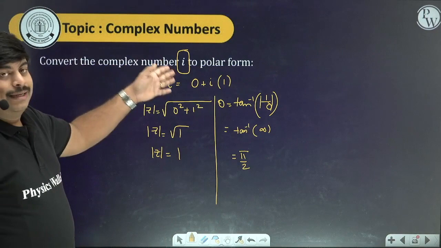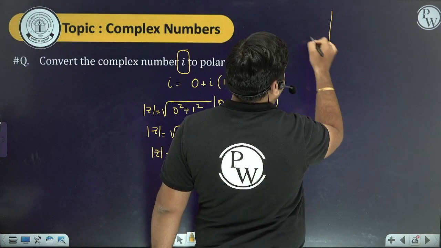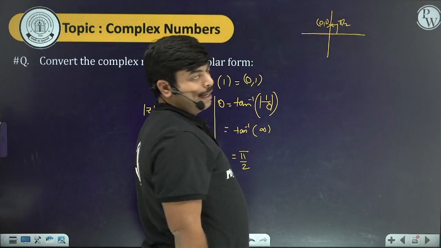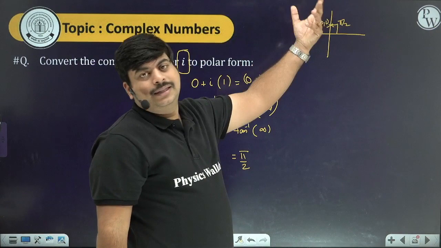The complex number i means the point 0, 1. So where does this belong? 0, 1 is somewhere here, right? It is exactly on the y-axis, or the imaginary axis, where the angle will be considered as pi by 2 only. Okay, no need to change anything. Even if you find pi minus pi by 2, that is also pi by 2 only. Okay, no change in that.